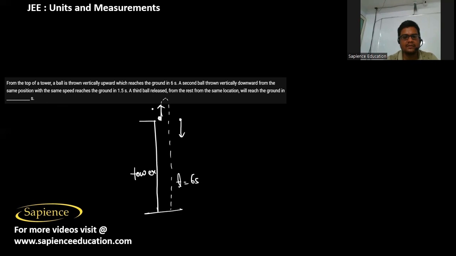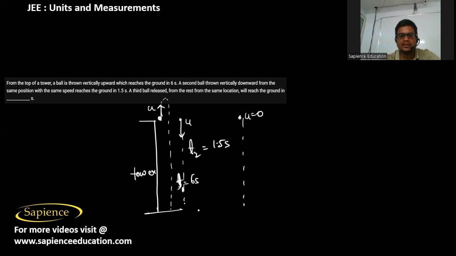So here the initial velocity is u, which is downwards, then the time of flight for the second case is 1.5 seconds, and the time of flight for the first case is 6 seconds. A third ball is released from rest from the same location, will reach the ground in how many seconds? So if u is 0, then what will be the time of flight? That is t3. That is how much?